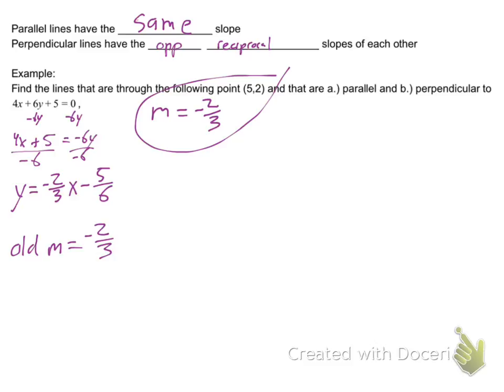So, to get the slope-intercept form, I'm going to use point slope. Y minus 2 equals 2/3 times x minus 5. This is for parallel. What happens if I want to be perpendicular?